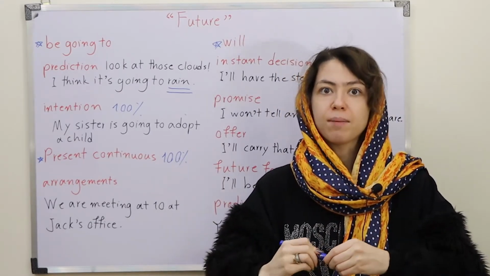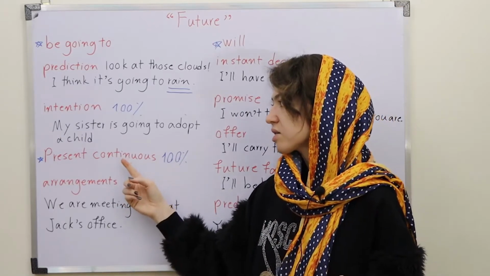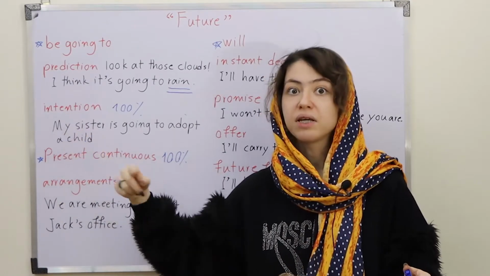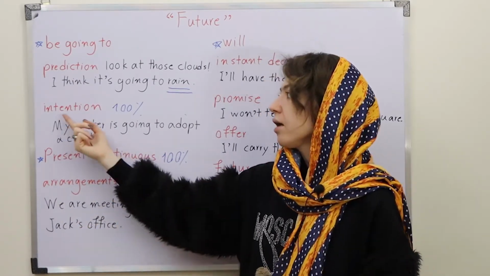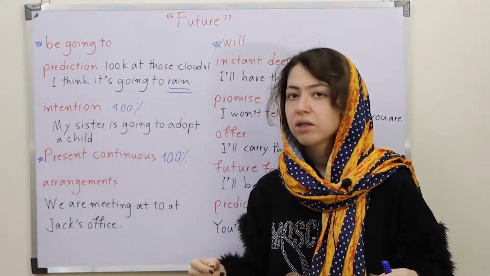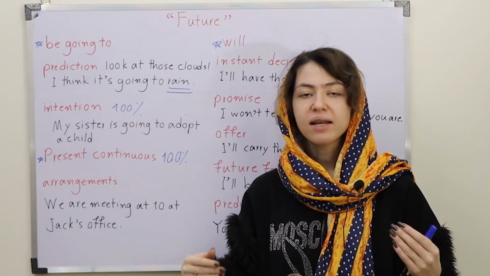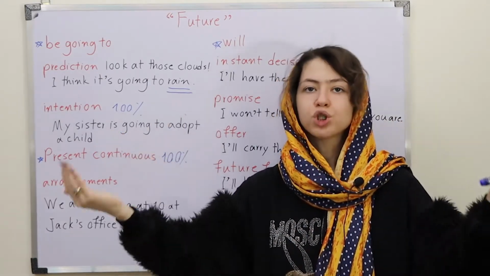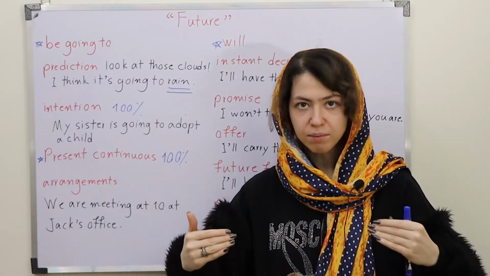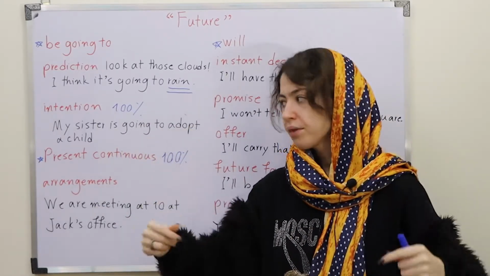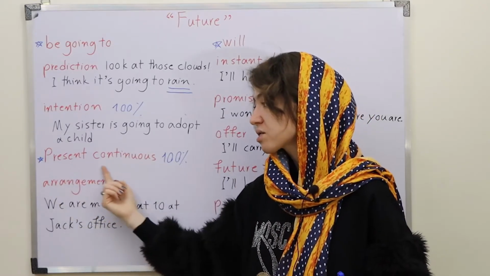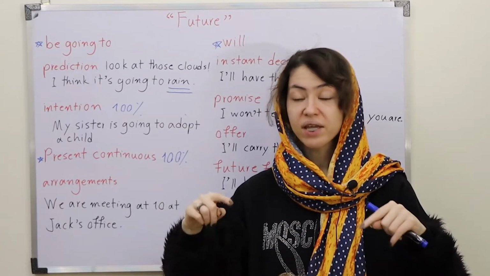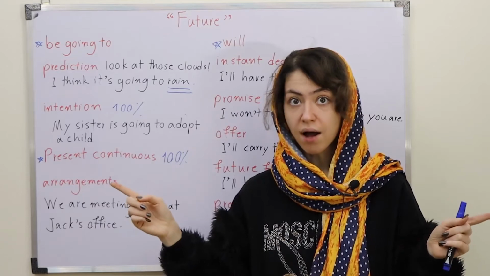100% sure about it. But there's a kind of difference between arrangements and intentions in be going to. So, in intentions, you can say that I'm planning to do it, okay? It can be for far future as well. It can be near future, immediate future, or far future. But present continuous belongs to only immediate future. So we cannot talk about far future, it is wrong, okay?